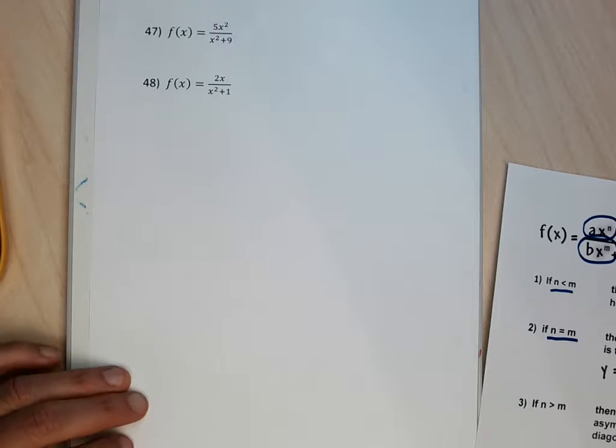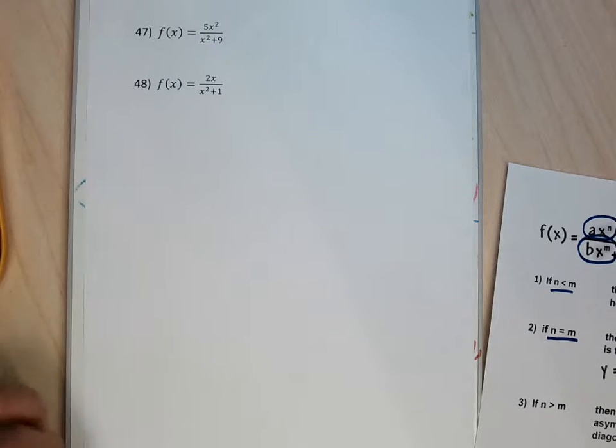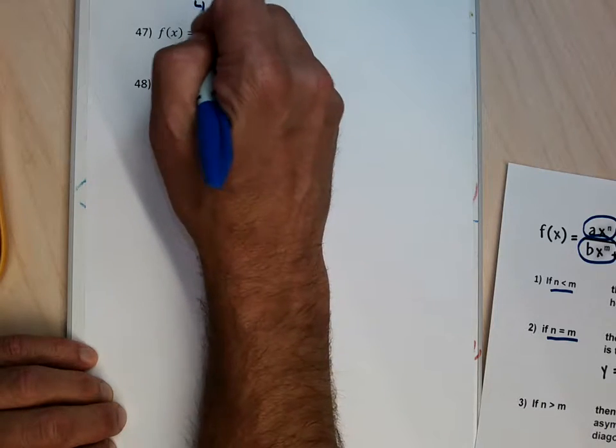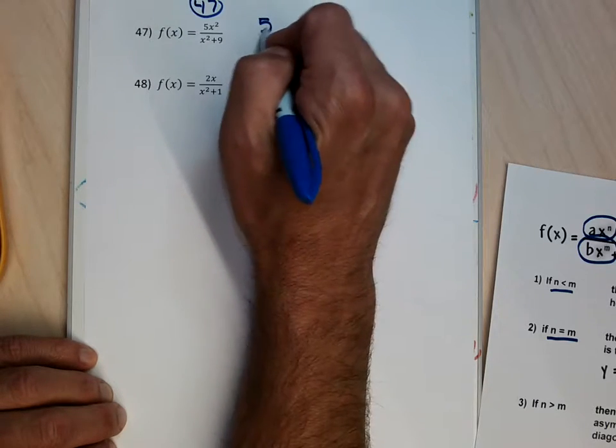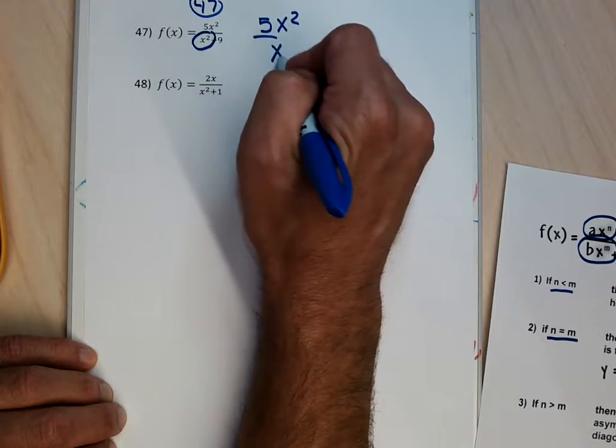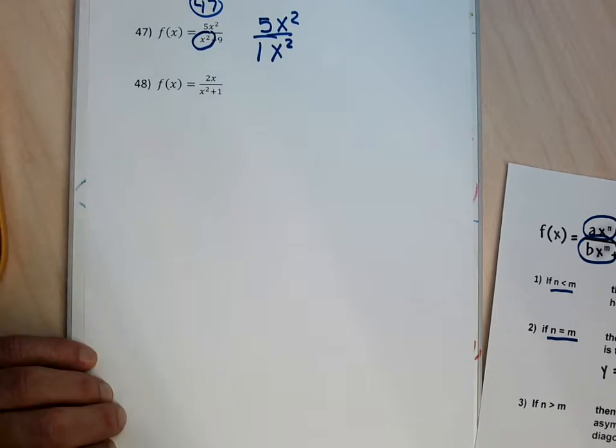Same deal for 48. I kind of overkilled these. Let me do your 47 because it's different. For 47, your term with the highest exponent in the numerator is the 5x squared. Your term with the highest exponent in the denominator is the x squared, which is really 1x squared.